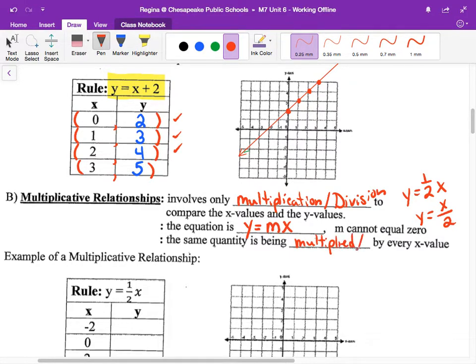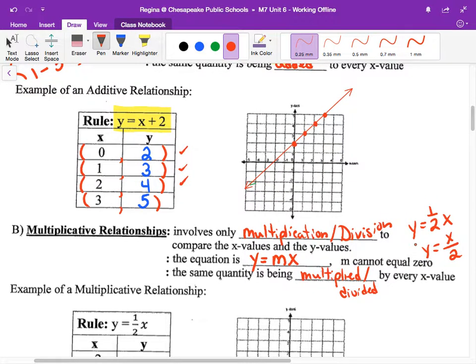Multiplied or divided, they mean the same, by every x value. Okay. All right, let's look at an example. So here's the additive one, remember? There's the additive, and the rule, we were adding something. We weren't multiplying by anything. We were just adding. It gave us 4 ordered pairs.